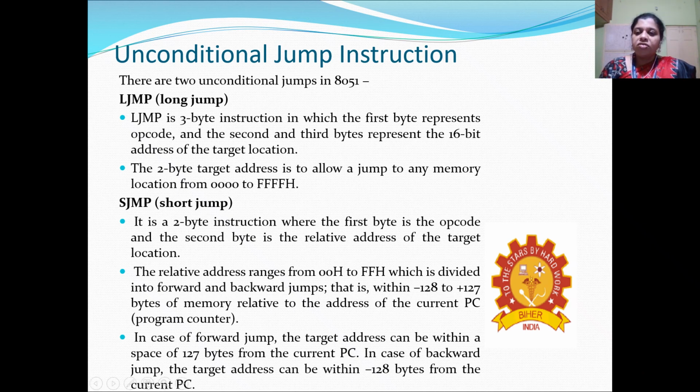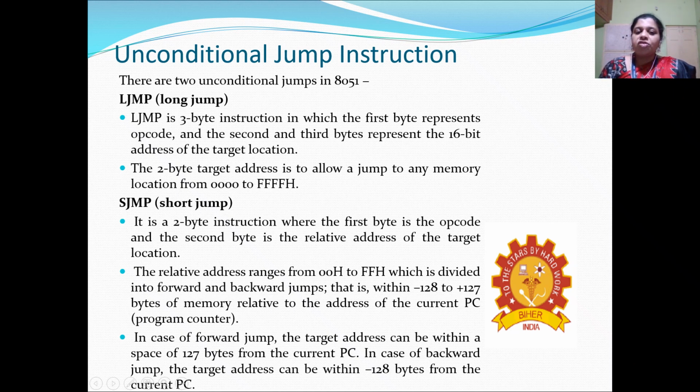So first one, long jump, means here we have a 3 byte instruction. That is, first one is for the opcode, and next 2 bytes represent the 16-bit address. And as the address is of 16-bit, here the memory location will be from 0000 to FFFFH.